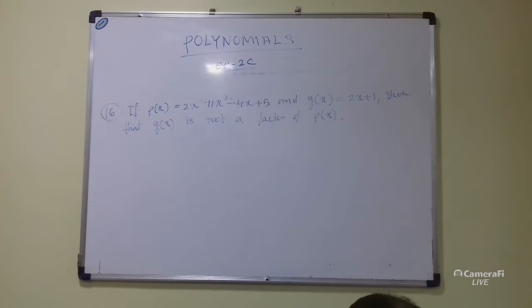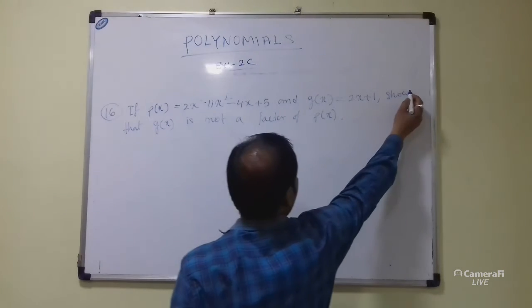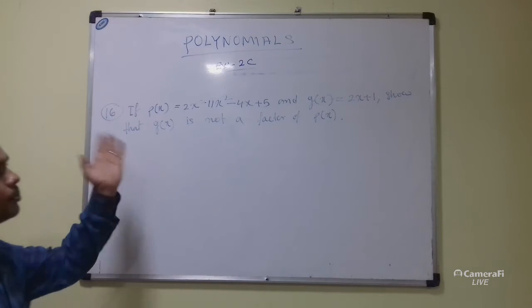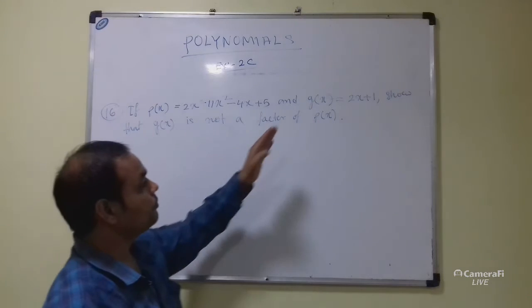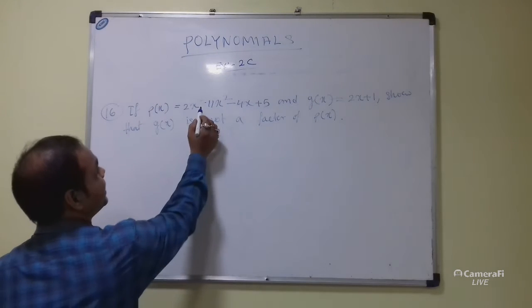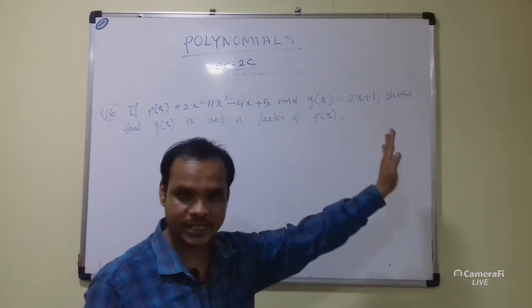So here, students, we have to show that g of x is not a factor of p of x. That means p of x is not exactly divisible by g of x.